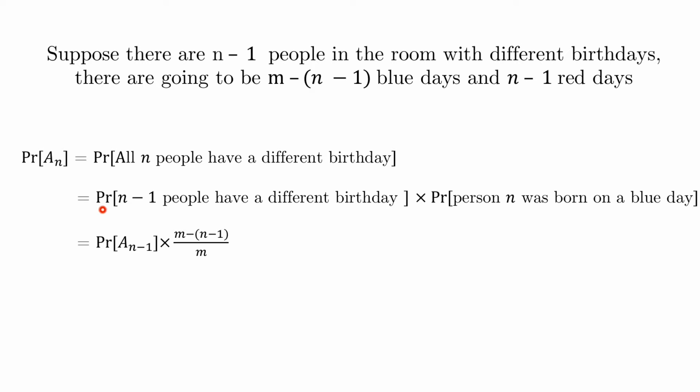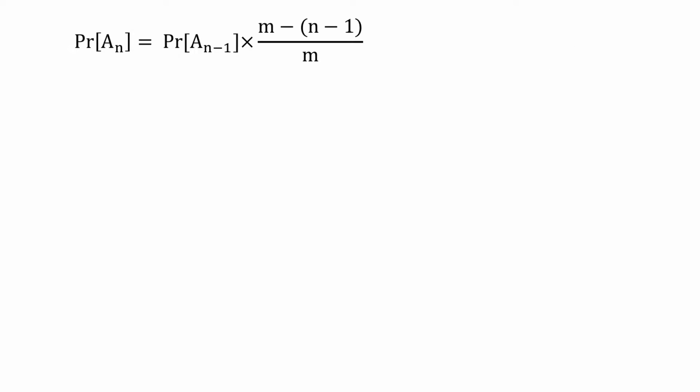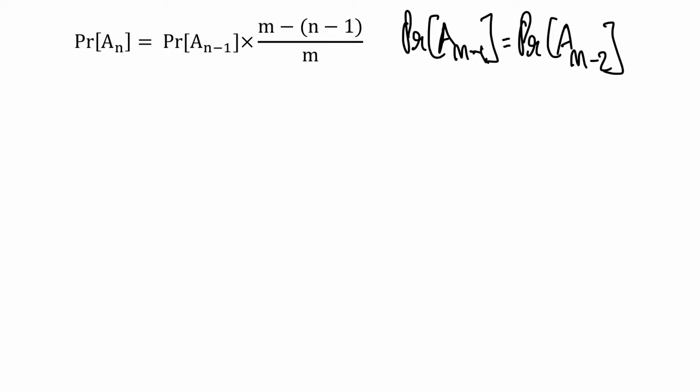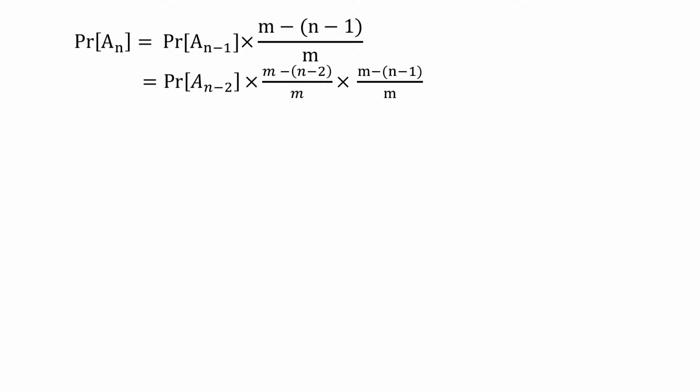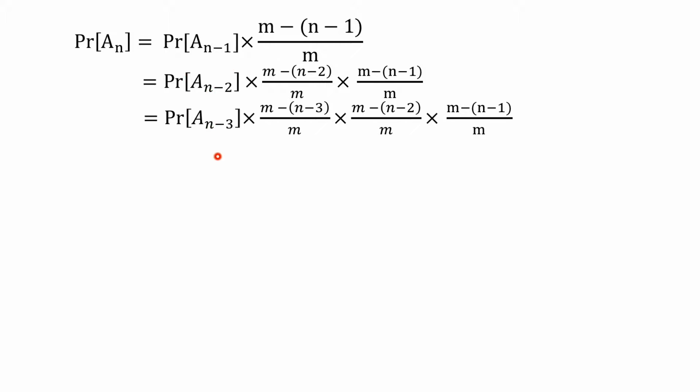Now, this is nice because we have a recursive formula. We are writing our recursive formula like this. Now, we can write probability of A_{n-1} as the probability of A_{n-2} times (m minus (n minus 2)) divided by m. And once we substitute this formula right here, we get this expression. And now we can continue to do the same with this one. We expand this expression and we plug it in and we get a bigger expression.